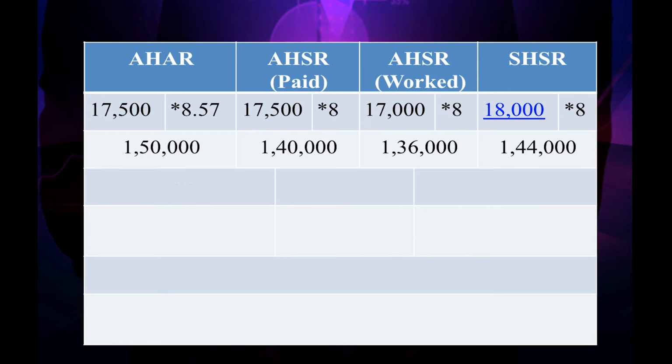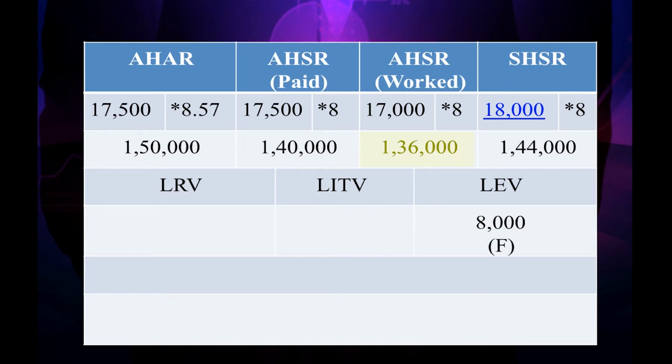Now, we have to label the variances. The difference between column 1 and 2 is LRV, the difference between column 2 and 3 is LITV, and the difference between column 3 and 4 is LEV. The total product of column 4 is 1,44,000, and the product of column 3 is 1,36,000. So, 8,000 favorable is the labor efficiency variance.